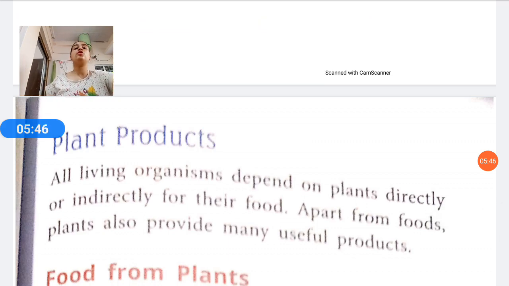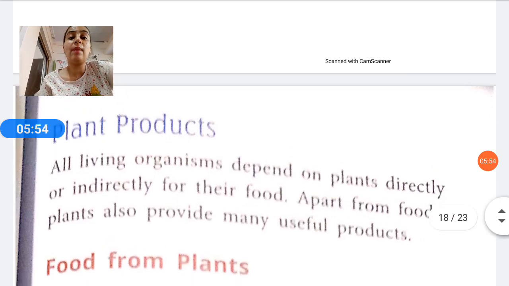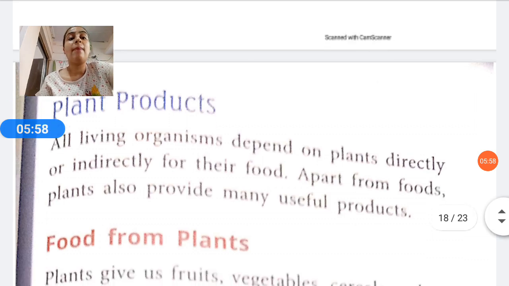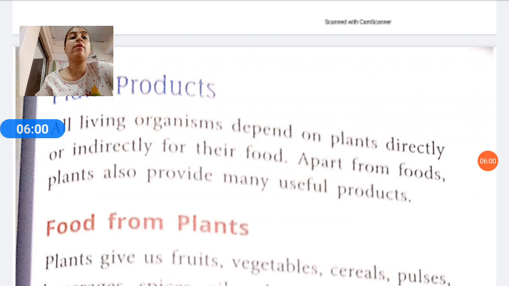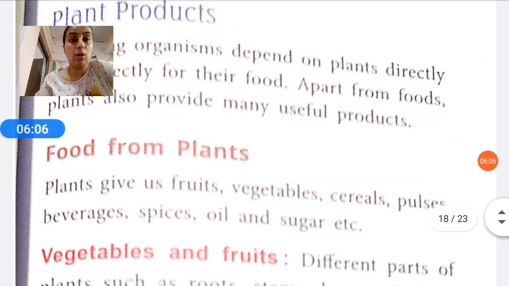Now we are moving to another part, that is the plant products. What are the products that we get from plants? All living organisms depend on plants directly or indirectly for their food. Apart from food, plants also provide many useful products. So let's look at them.